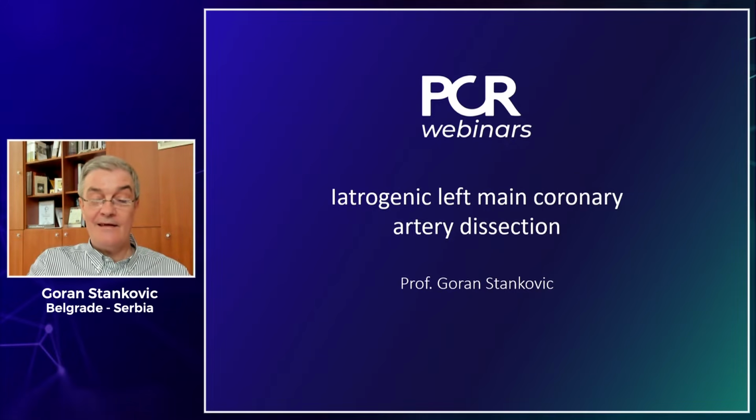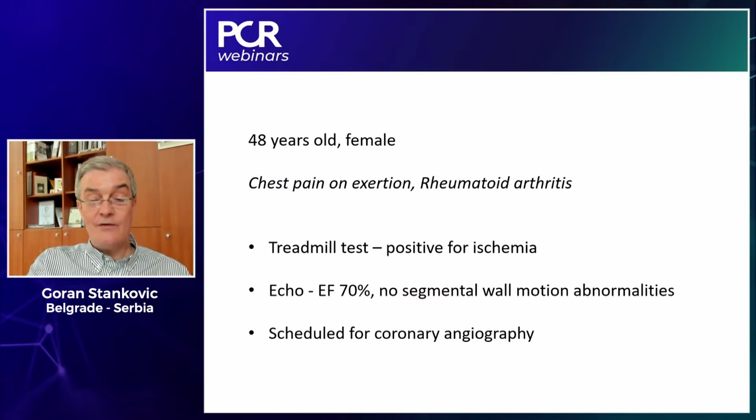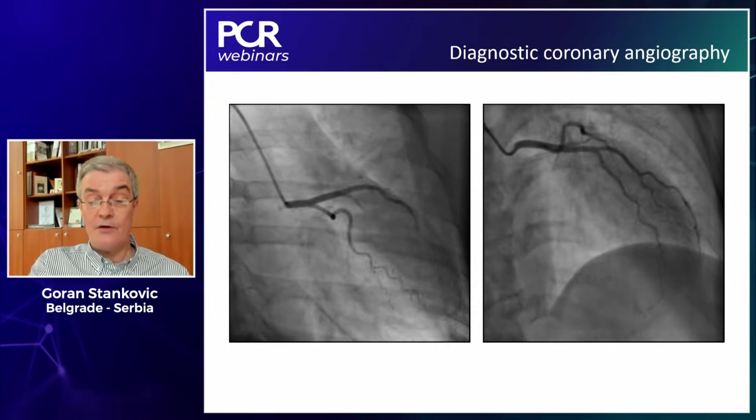I selected iatrogenic left main coronary artery dissection. So here is the case: young female, 48 years old, with chest pain on exertion and rheumatoid arthritis. She had a positive treadmill stress test. Echo showed normal LV function without segmental wall motion abnormalities. So she was scheduled for regular diagnostic coronary angiography.